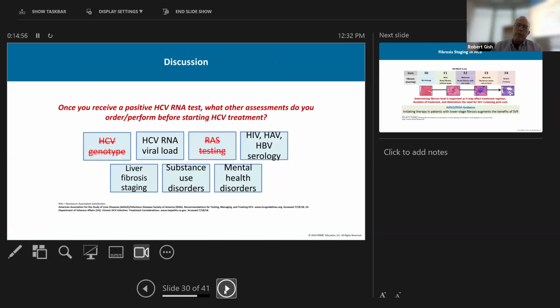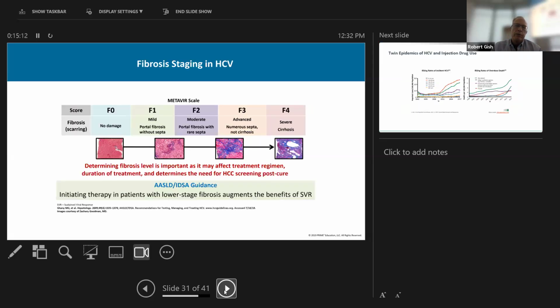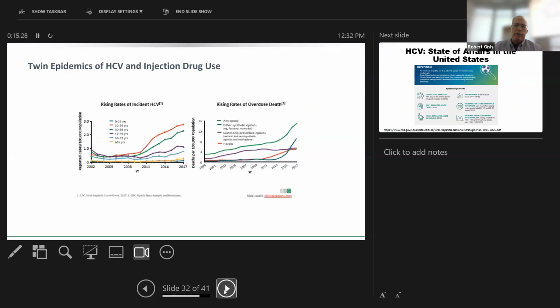We don't do genotype. We don't do resistance testing, but we do stage their disease. We look for substance use disorder, alcohol use, mental health issues. And just like we did for B, you're checking all the other serology that's part of that package. We want to stage everybody. This is the 0 to 4. Fortunately, we don't do biopsies. We do FibroScan, we do FIB4, we do APRI, we do liver, spleens, portal vein and spleen size. So we have other ways of staging people without a biopsy.